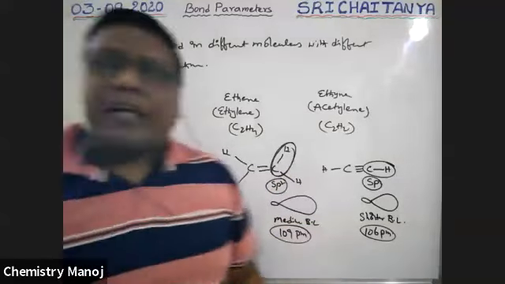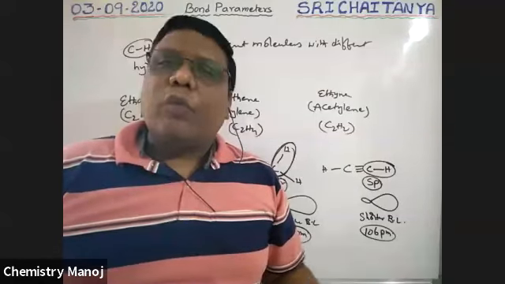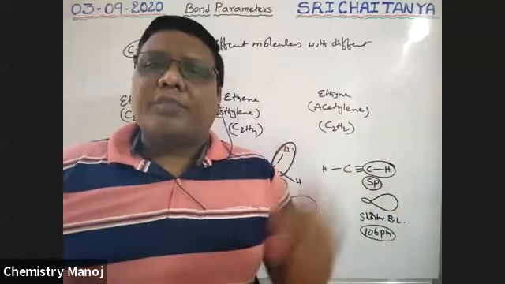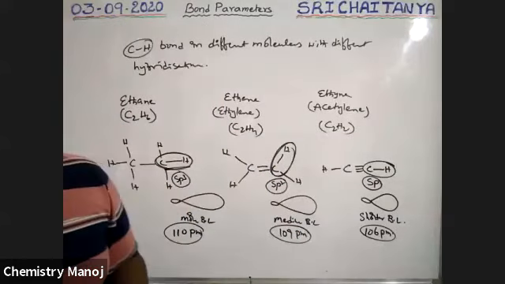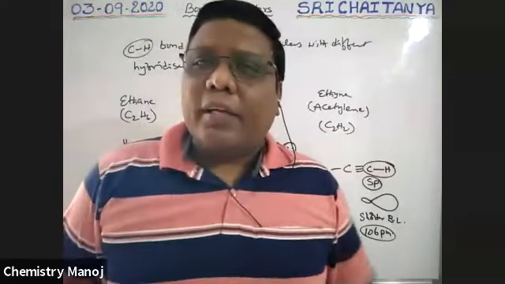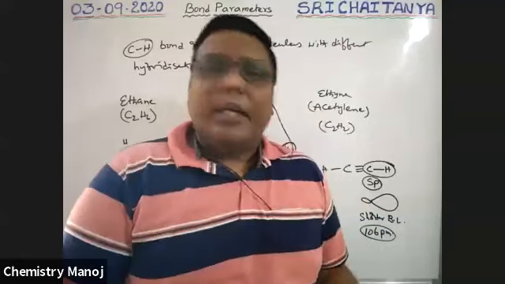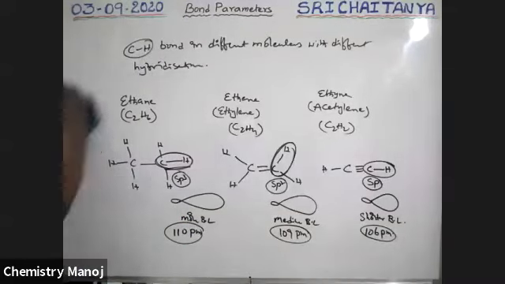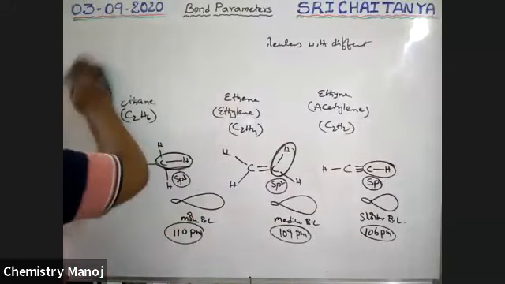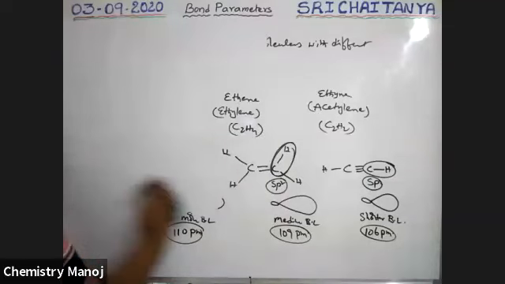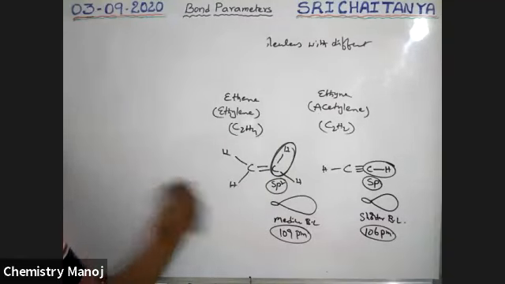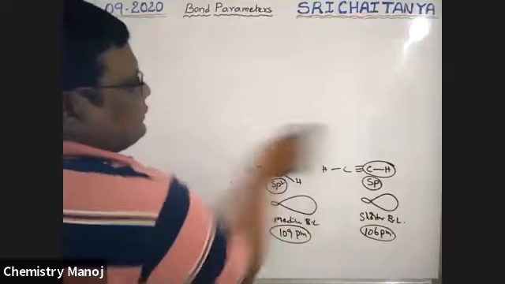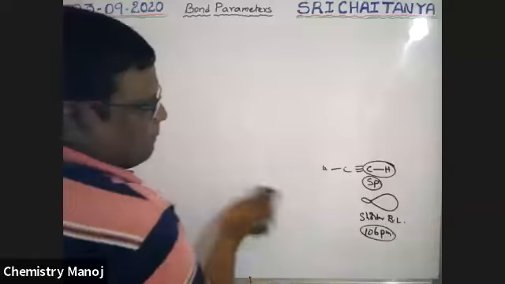So these are the different factors influencing bond length, boys. What is bond length? That is the distance between the two nuclei of bonded atoms. So this is all about bond length. This is the concept in bond length. Now the next parameter, that is bond angle. What is this bond angle? See here.